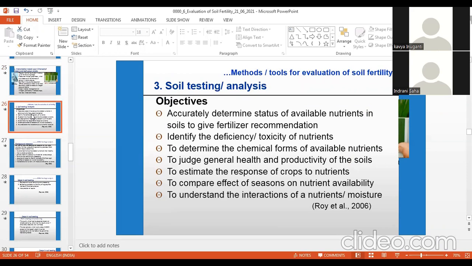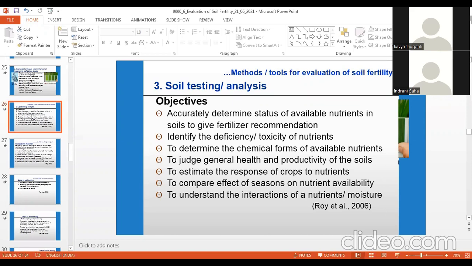So next is soil testing or analysis. So what are the objectives of soil testing or soil analysis? Accurately determine status of available nutrients in soils to give fertilizer recommendation. This is the topmost objective of soil testing, to determine the status of available nutrients in soil and to give fertilizer recommendation. Identify the deficiency or toxicity of nutrients.